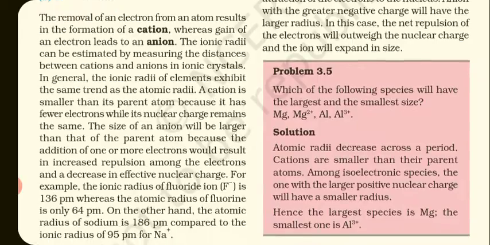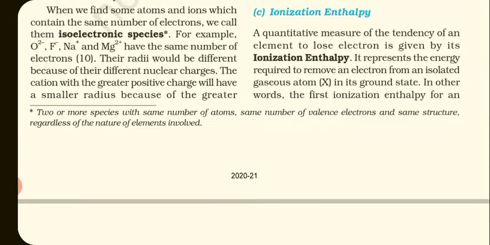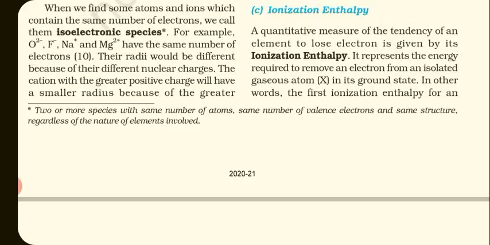So we have seen this in the last video. Now one more important thing, isoelectronic species. An ion, cation or atom which have the same number of electrons are called isoelectronic species because they have the same number of electrons. For example, O2 minus, F minus, Na plus and Mg2 plus all have 10 electrons.